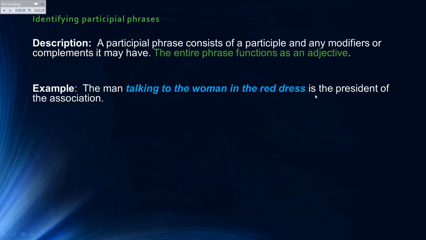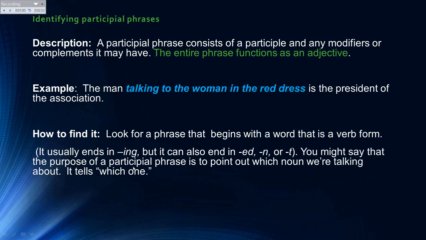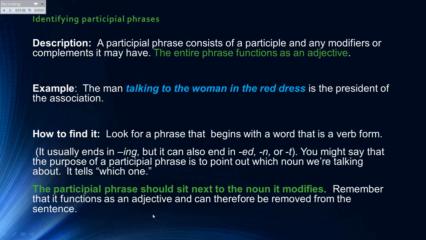All of this, while it might be kind of interesting, is not really necessary. It's telling us about the man. The whole phrase is functioning as an adjective, telling us about man. So anytime that you're trying to find a participle or a participial phrase, you want to look for a word that looks like a verb that begins it. It usually ends in ing, but it can end in ed, n, or t, and it will be functioning as an adjective.